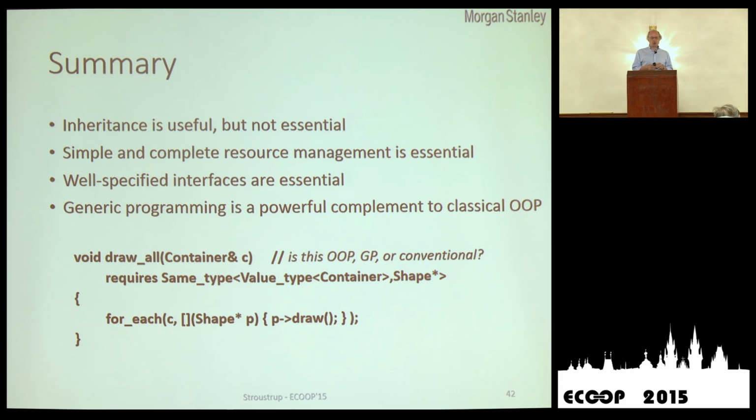But basically, I want to draw all elements of a container. I want the elements to contain pointers to shape. I've been explicit about this, and I'm using the generic algorithm for_each, and I am using a lambda to draw these elements. If you took away the requires clause, you would have an unconstrained, or semi-constrained, container, and the type checking would be delayed until you actually instantiated the lambda. But this one is complete here.